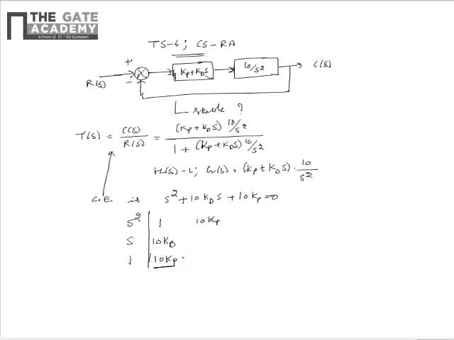We know that for the system to be stable, the number of sign changes in the first column should be equal to 0. As the first element is always positive, for the system to be stable, the second and third entries in the first column should be positive. This implies Kd should be greater than 0 and Kp should be greater than 0. From this we see that for the system to be stable, both Kd and Kp should be positive. From this we can say that the correct option which gives the conditions for the stability of the given system is C.